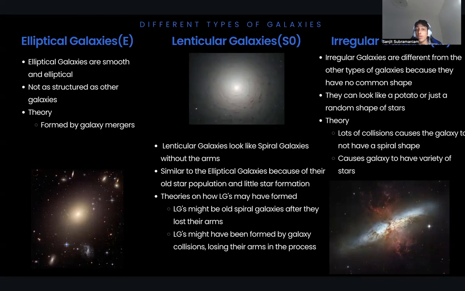There are many theories on how these galaxies may have formed. One states that they are really old spiral galaxies, which made them lose their arms gradually. Another says that they might have been formed by the merging of two spiral galaxies.